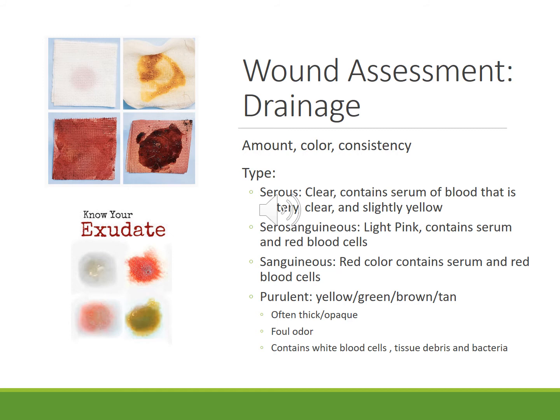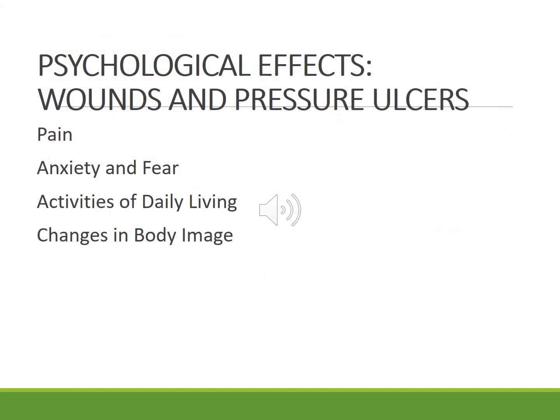From now on, you will refer to yellow, green, brown, tannish drainage as purulent. Make sure you know the difference between serous, serosanguinous, sanguinous, and purulent drainage and look over these. Some of these slides are a repeat of what we've already talked about.